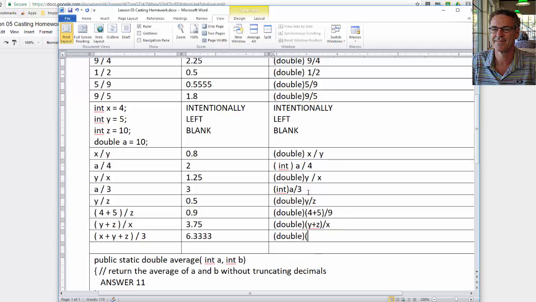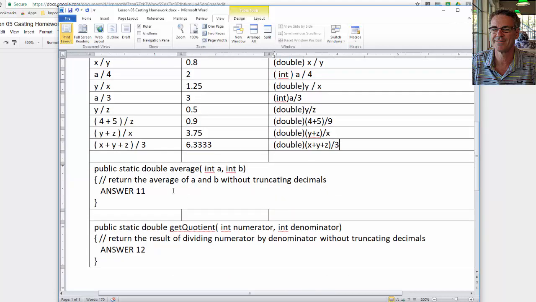Double, again, you just double the numerator, the whole thing. Yeah, it says to use casting, so that's the way you're supposed to do it. I was going to say you could put 3.0, but no, the directions said use casting, didn't they? Okay, 2 little methods down here.